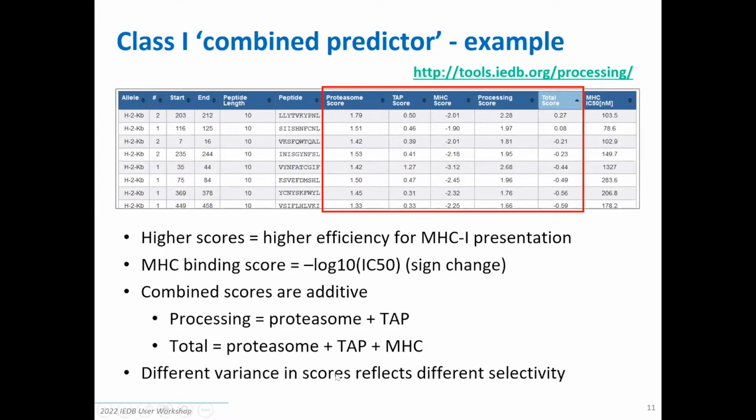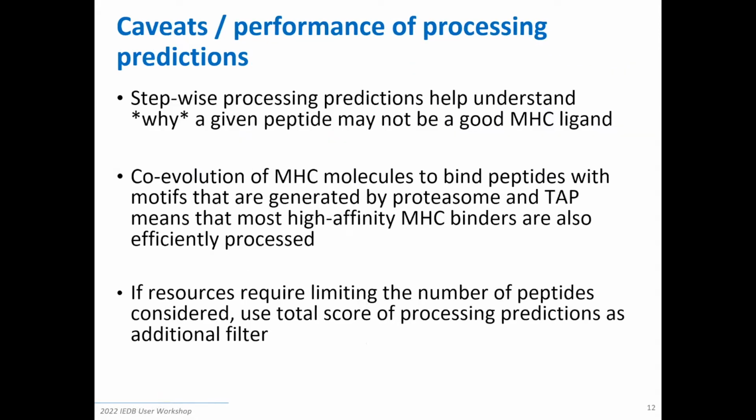If you look at the different variances in the scores, meaning that these are quite close together, all the proteasome scores and the TAP scores versus the MHC scores fluctuate quite a lot. And that reflects that the MHC binding is so much more selective than the others. So this is how this works.